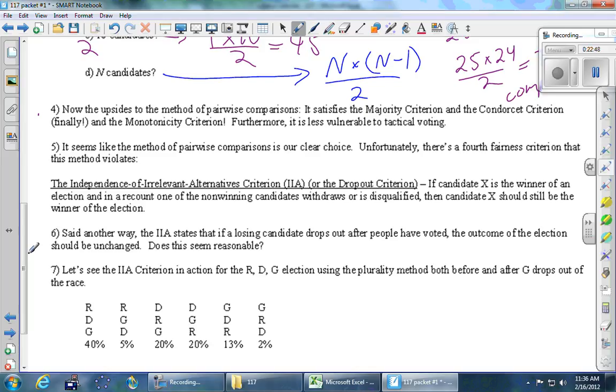Okay, here are some real upsides. For the first time, we have one of these methods on this track over here that satisfies all three of the fairness criteria on the other track. So far, this is perfect. This is exactly what we were looking for.